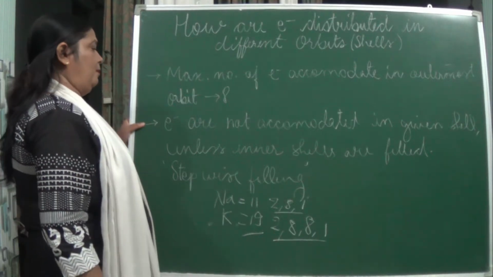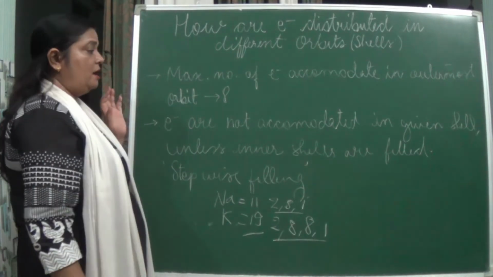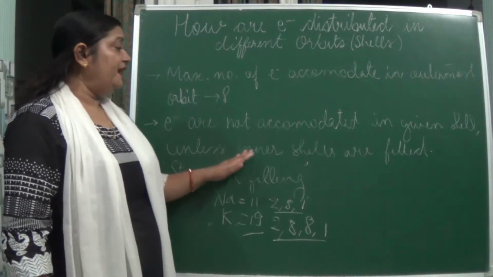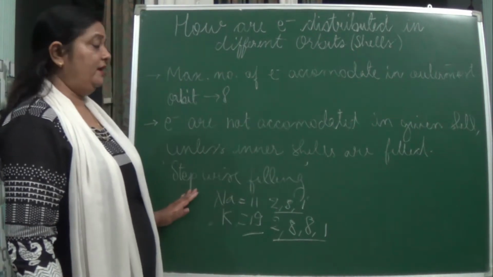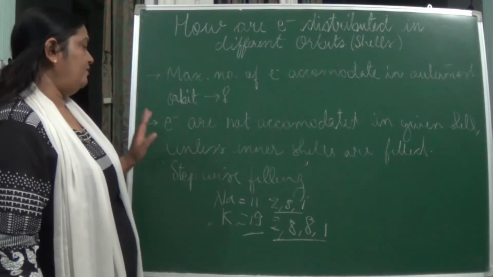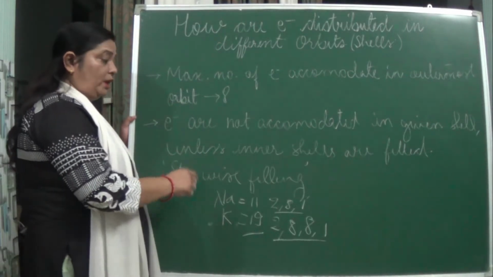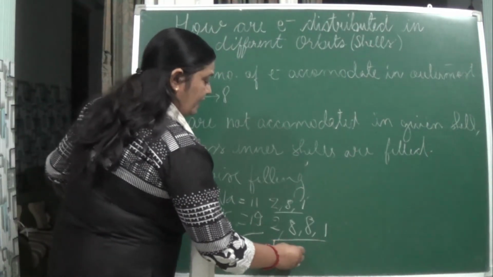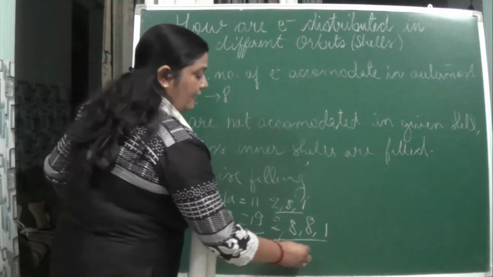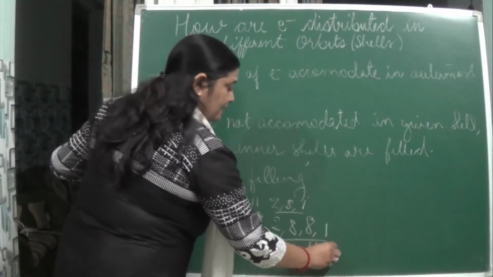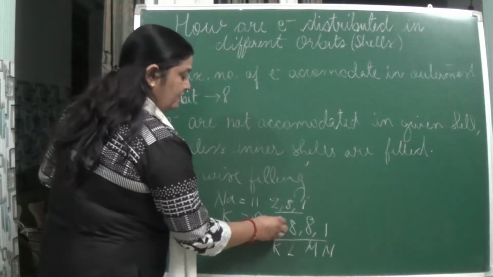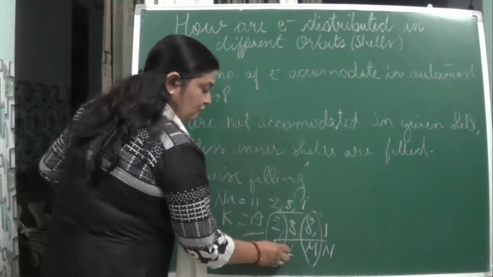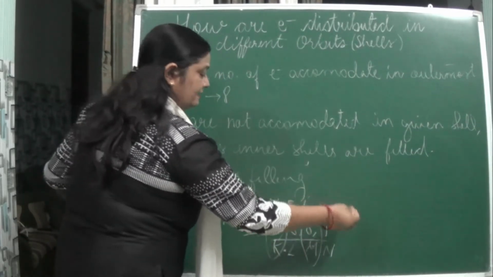Now, electrons are not accommodated in a given shell unless the inner shells are filled stepwise. This means it is not that we fill K and then skip to M. We have to fill K, then L, and then M, and then N.